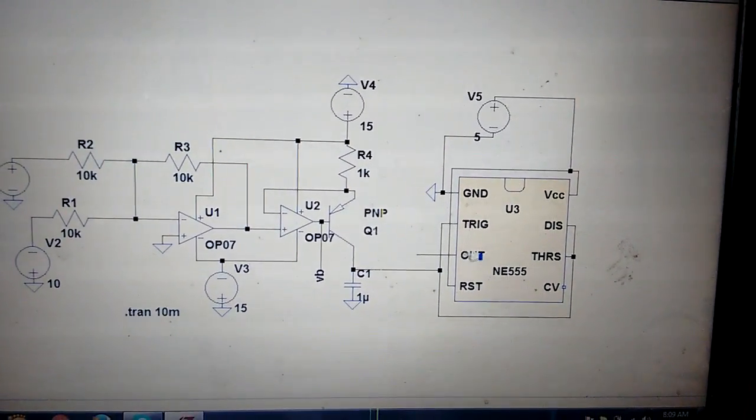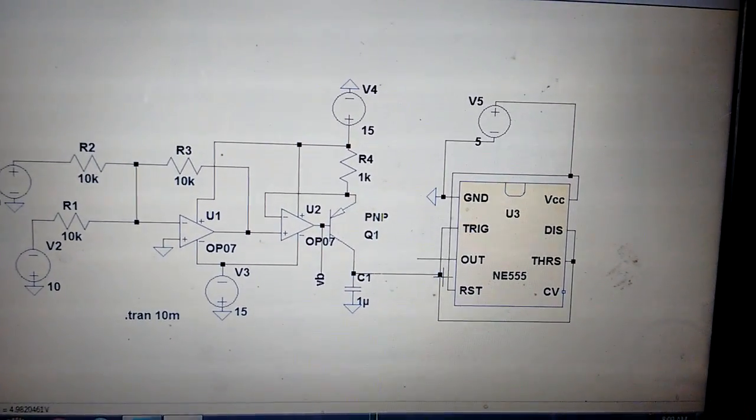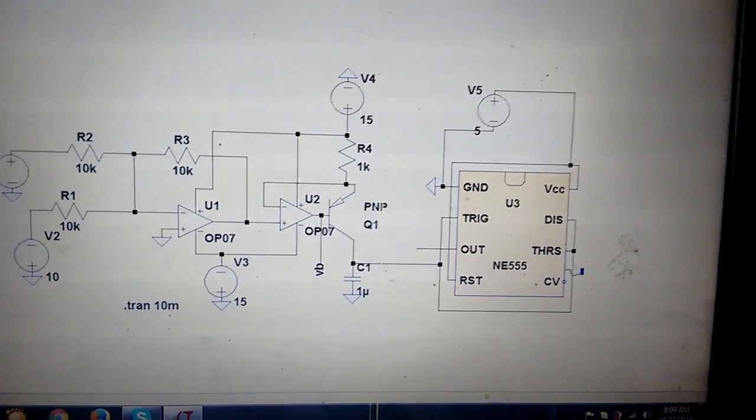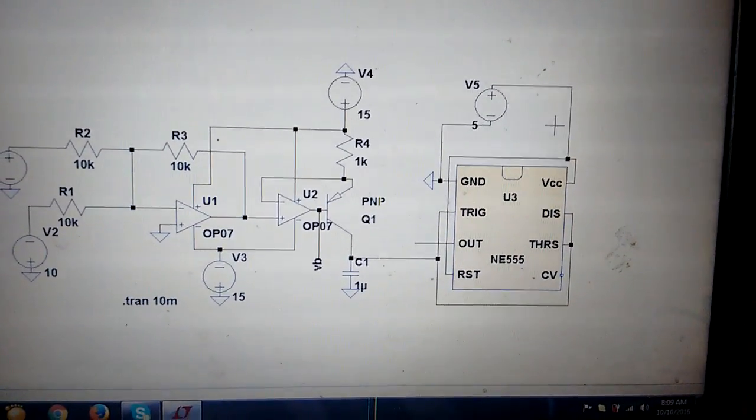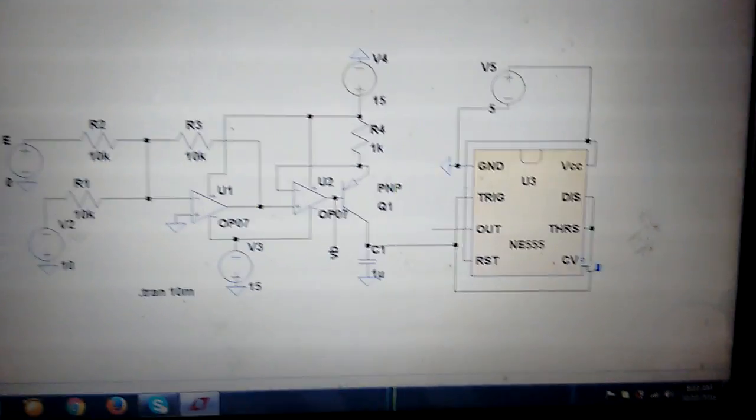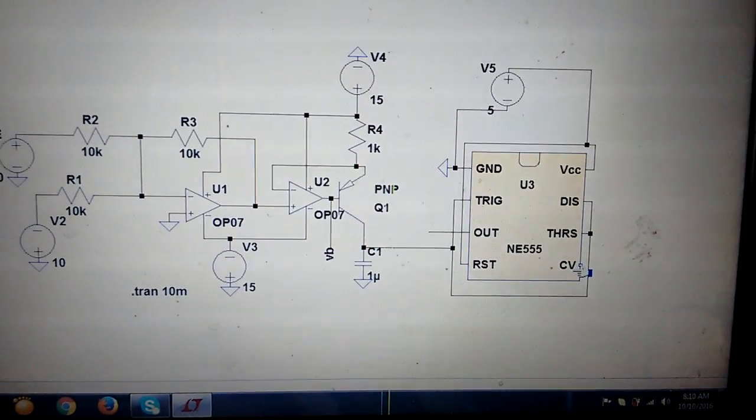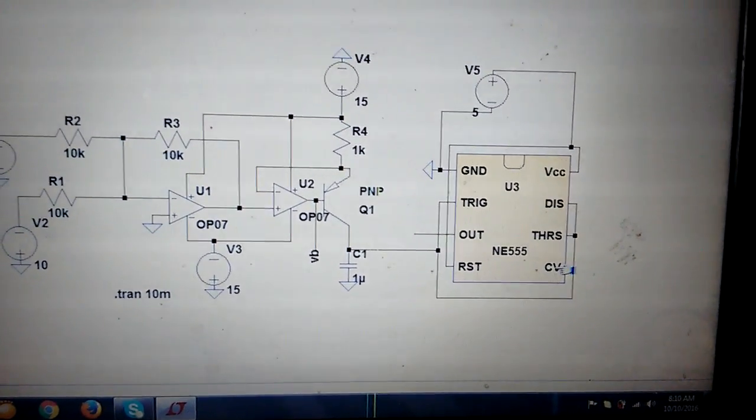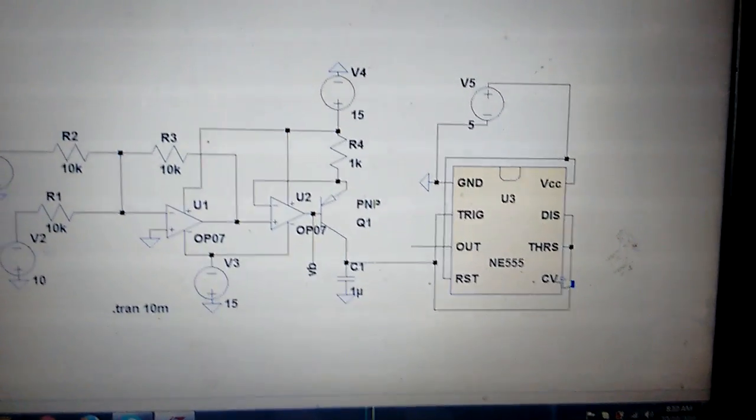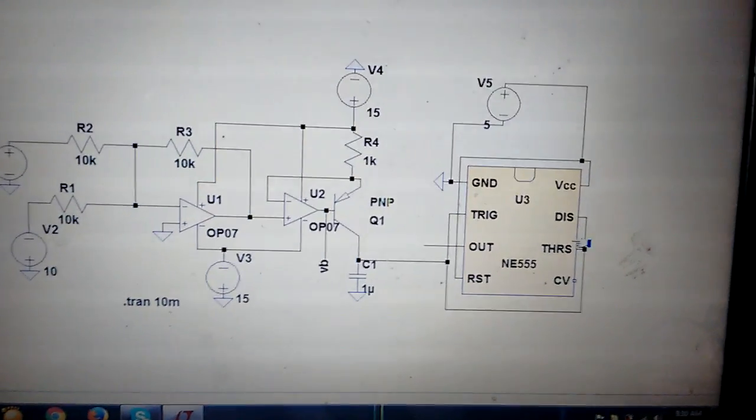This one is the NE555 timer. The trigger is connected to the capacitor, as well as the threshold and discharge terminals, and the VCC pin is connected to plus 5 volt, ground is connected to ground. Generally we can leave the control voltage open, or we can use 0.01 microfarad to ground, so no problem, right?